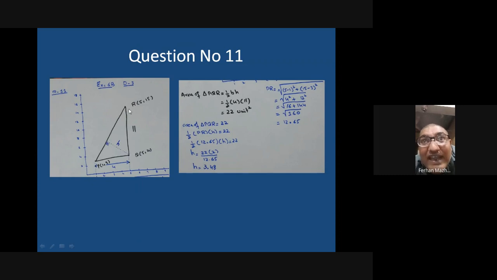I already know the area of this triangle. So I will apply the formula 1 by 2 into the PR, which is the base. Height I want to know. Area I already know, 22. So 1 by 2 into PR, 12.65, into height. I will make this height alone. This will go on the other side, it will divide. This will go on the other side, and it will multiply. So when you do this calculation, the final answer will be 3.48. So that's the perpendicular coming from Q onto PR.